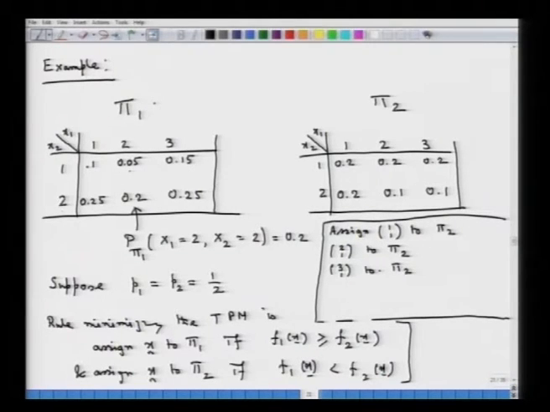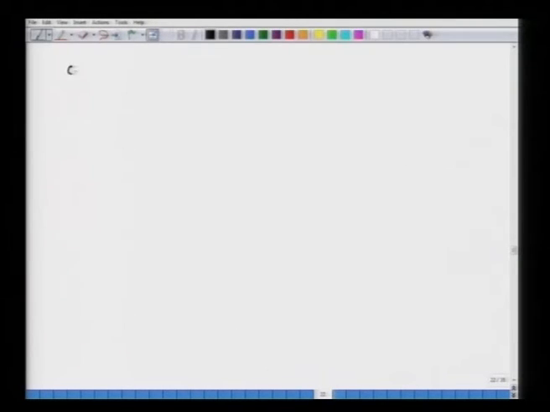Now, if we look at the 1 2 combination, where does this go? This is 0.25, greater than this f2x, and hence this is to be assigned to pi 1. Similarly, if we have this 2 2, where does this go? This 2 2 is 0.2 here, this is 0.1 here. So, this goes to pi 1 here, and the last pair, which is 3 2, goes to the first population. So, this is the classification rule. We can write this in the classification table.